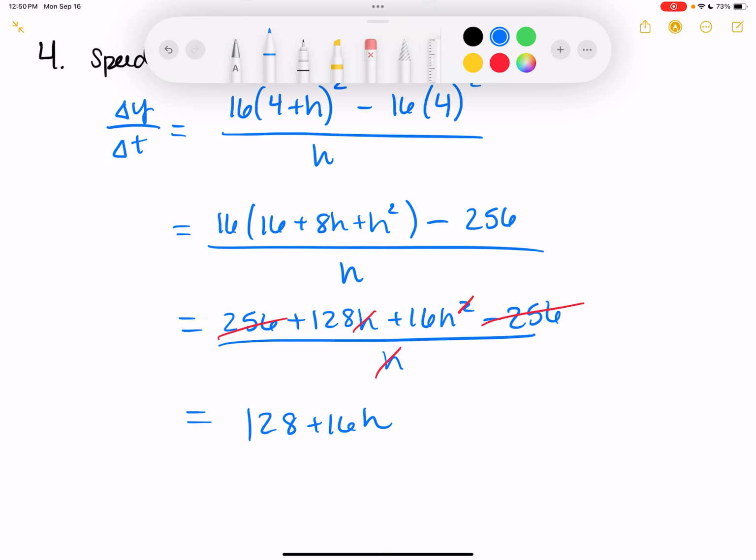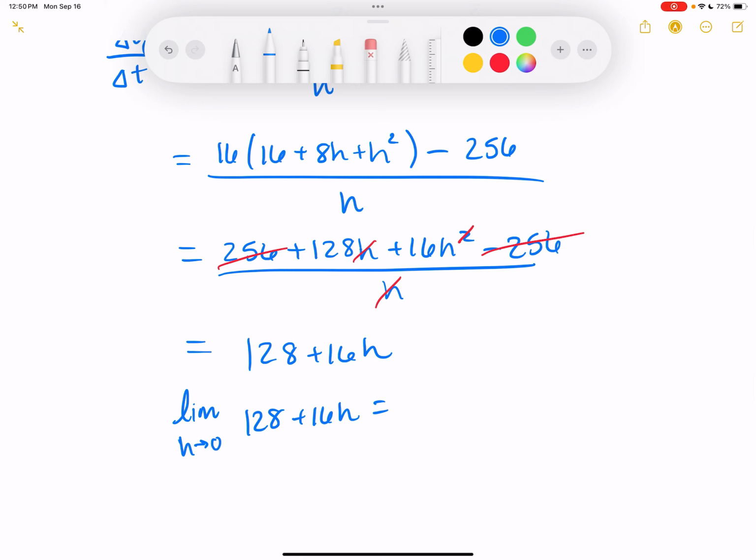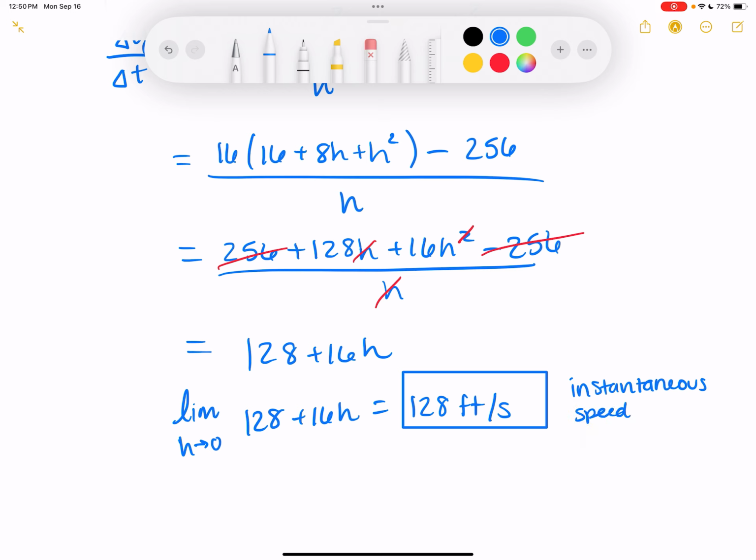So then, now I need to take the limit as h approaches 0 of 128 plus 16h. And what would that give me? 128. 128 feet per second. And that's the instantaneous speed at t equals 4 seconds.